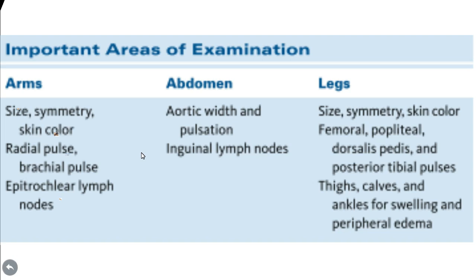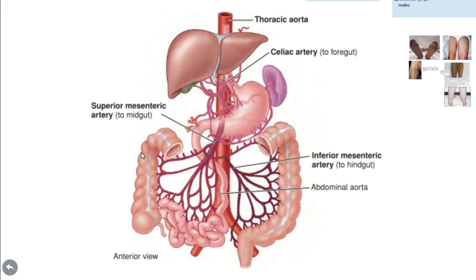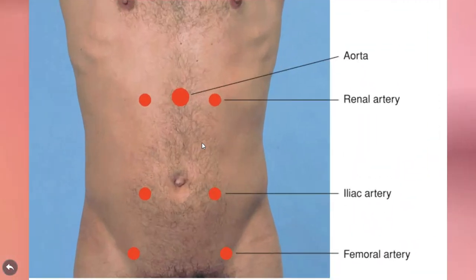Next is the abdomen: thoracic aorta, iliac artery, superior mesenteric, inferior mesenteric artery. These are important branches of the abdominal area. So where can you appreciate the pulsation of the abdominal aorta? It's actually in this place. You can appreciate the abdominal aorta at the epigastric area.